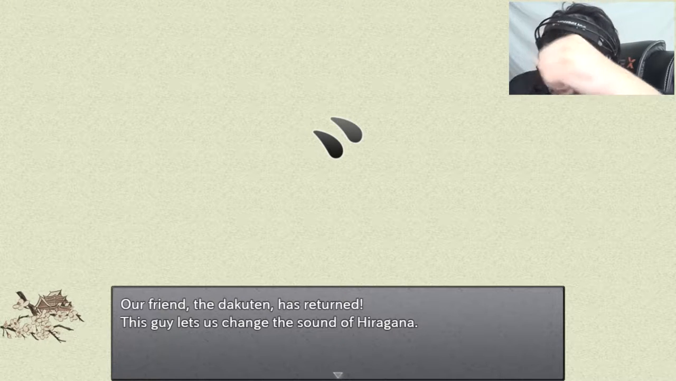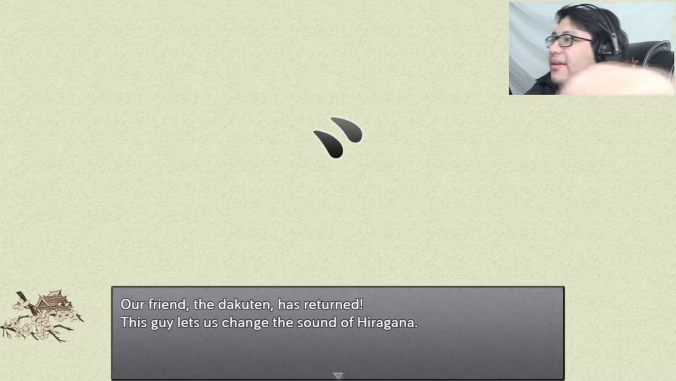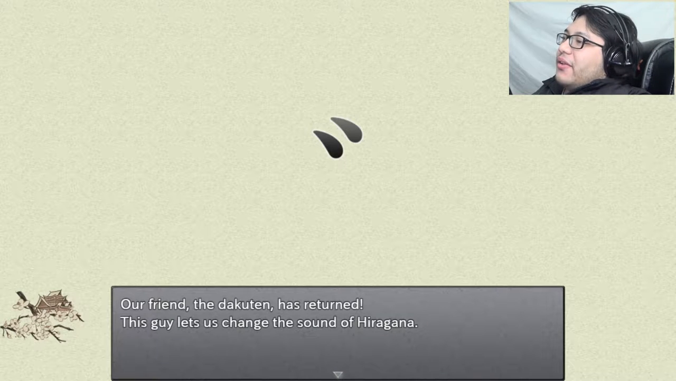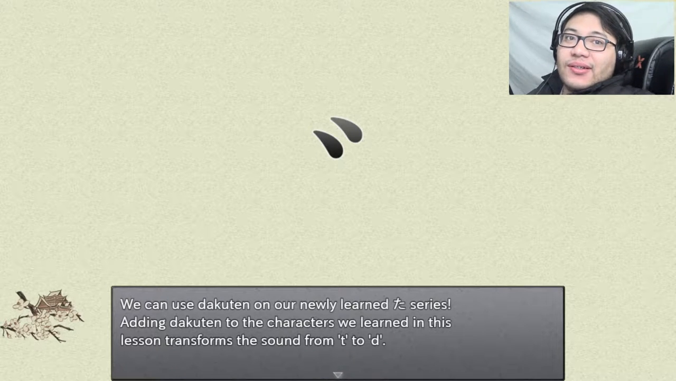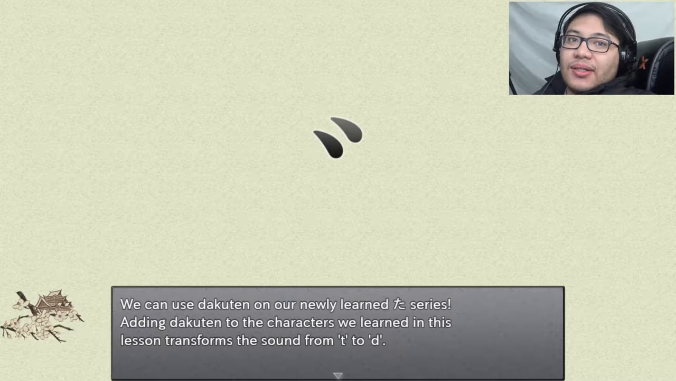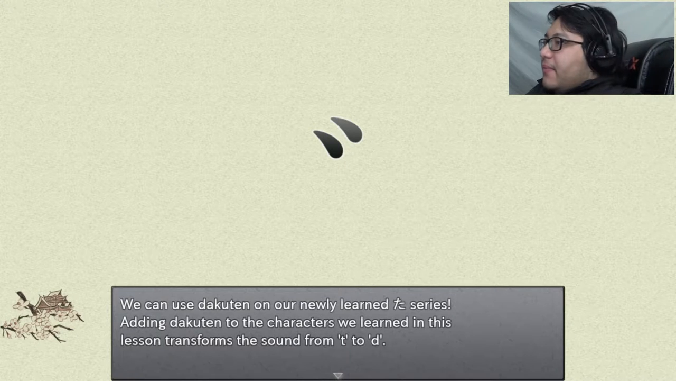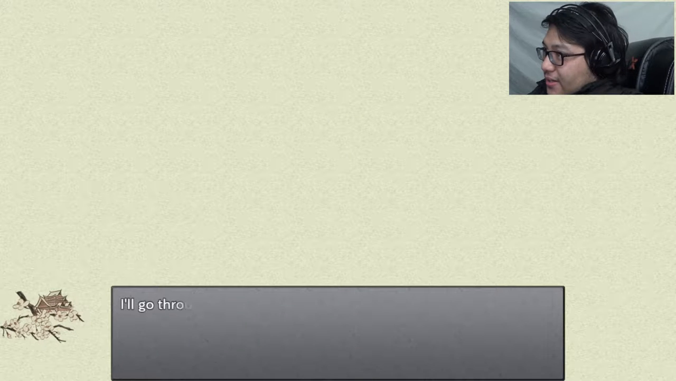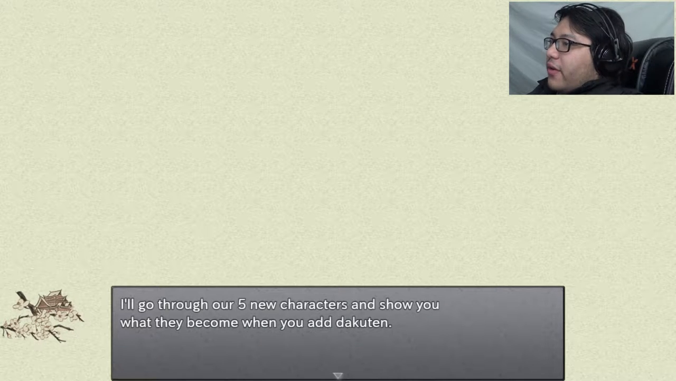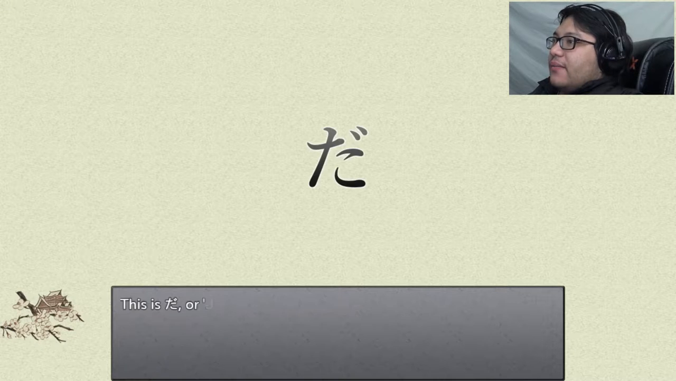Dakuten. Oh, good God, why? Why has our friend Dakuten returned? This guy lets us change the sound of hiragana. Why am I so bright? There we go. We can use Dakuten on our newly learned Ta series. Adding Dakuten to the characters we learn in this lesson transforms the sound from T to D. Oh, good God. We'll go through our 5 new characters and show you what they become when you add Dakuten.